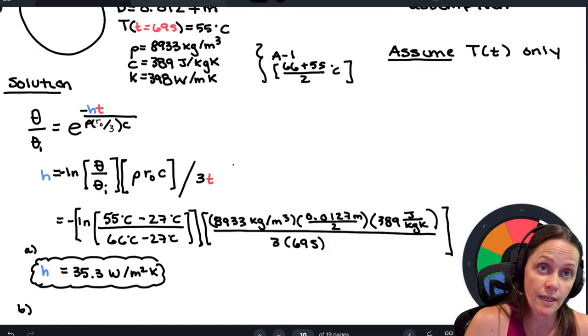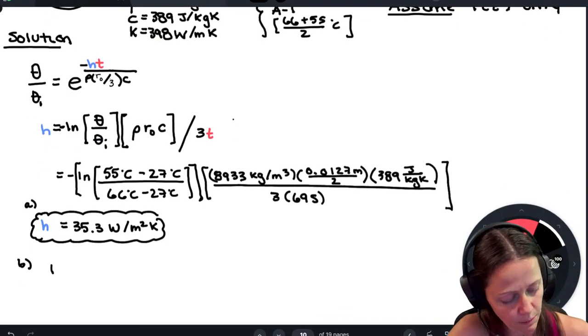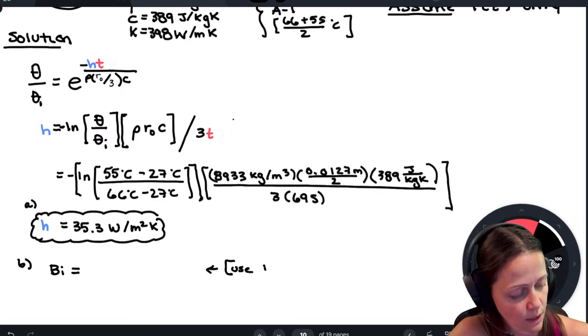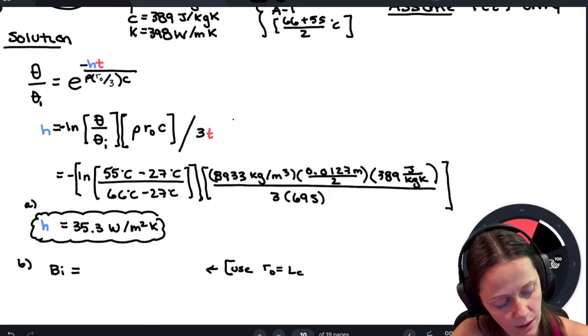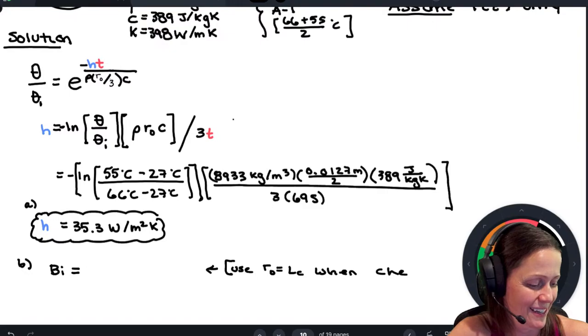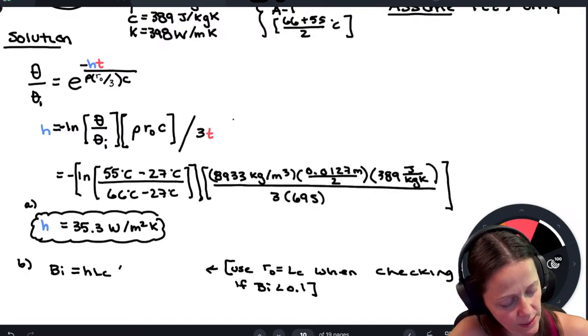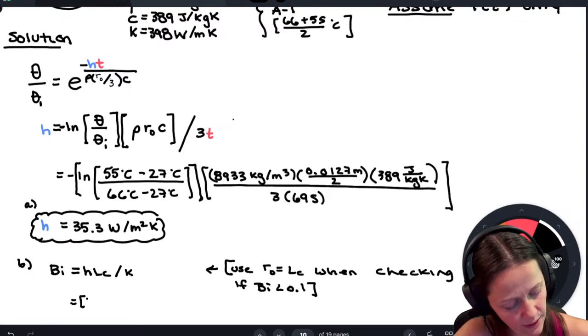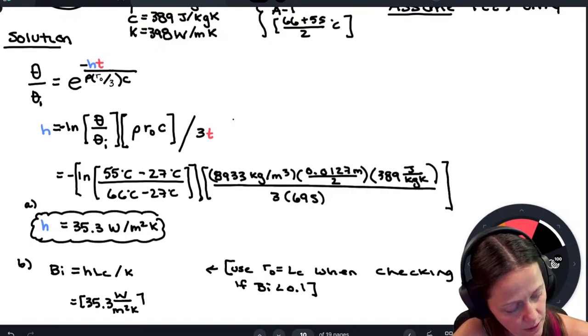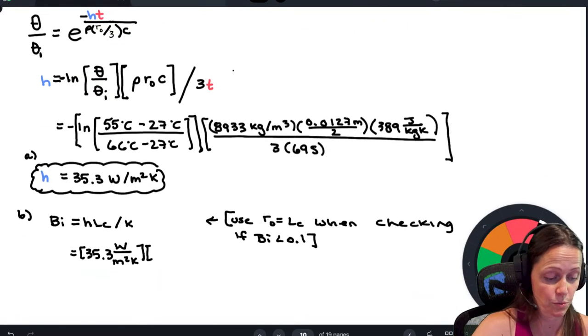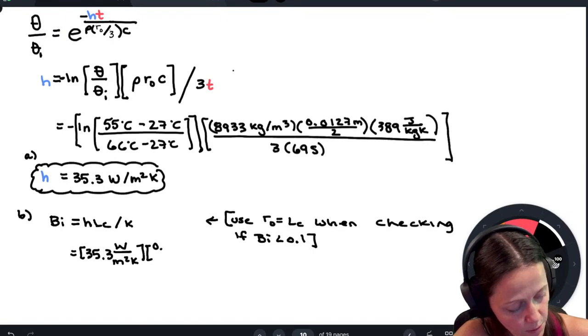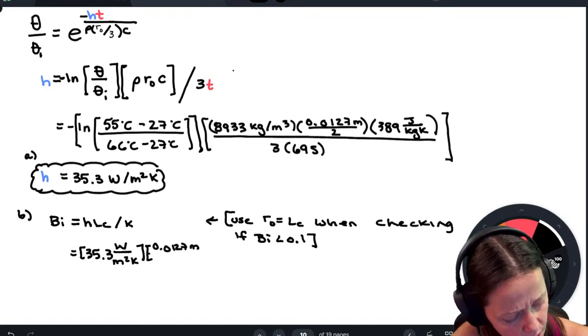And then for B, you're just seeing if that was a good assumption to make. So calculate the Biot number, be conservative. We're going to use an R naught for that characteristic length when checking the Biot number, checking if that Biot number is less than 0.1. So this is h L_c over K. Our calculated h is 35.3 watts per meter squared Kelvin times our L_c, which we're just using R naught, so the diameter 0.0127 meters divided by 2.